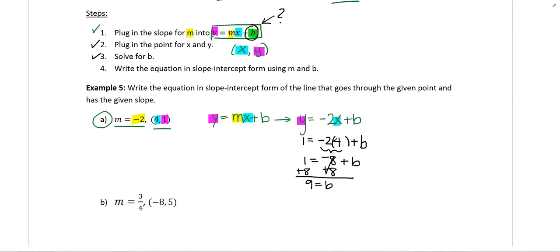So the answer, once I found what b is, I'm going to plug in the b right here. And I already know what the m is, so I'm going to keep that as a -2. Notice the x and the y are still there, but now I'm just putting in the m and the b, and this is the answer.